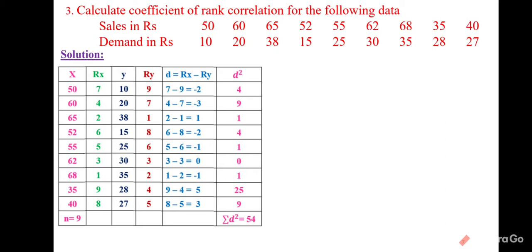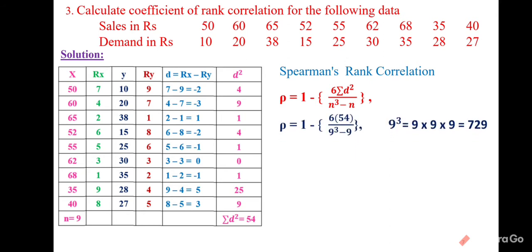So the sum of d square values is 4 plus 9 plus 1 plus 4 plus 1 plus 1 plus 25 plus 9. The total is summation d square equal to 54. After finding that, we can substitute in the formula. Spearman's rank correlation formula: rho equals 1 minus 6 into summation d square divided by n cube minus n. Here summation d square is 54 and n is 9.